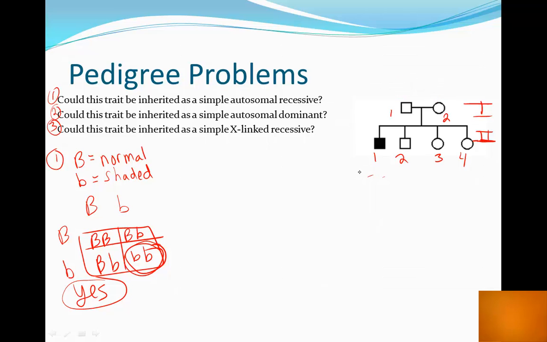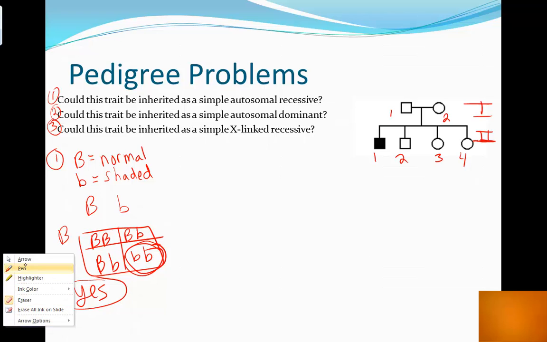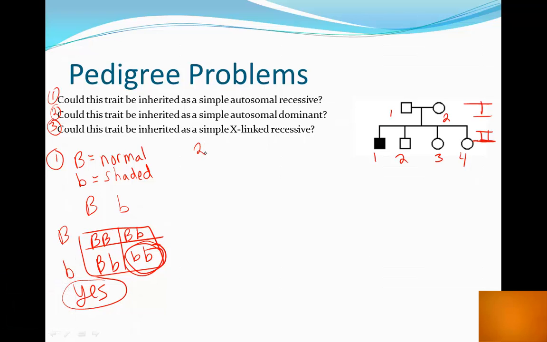Now I'm going to erase those so that I can answer my next question. Number 2. Could this trait be inherited as a simple autosomal dominant? This would mean capital B is shaded, little b would be unshaded, or what I'm calling normal here.